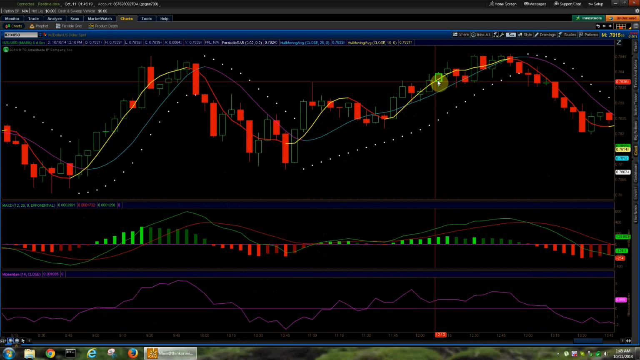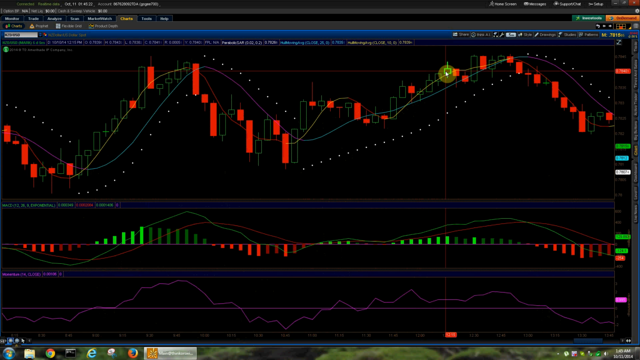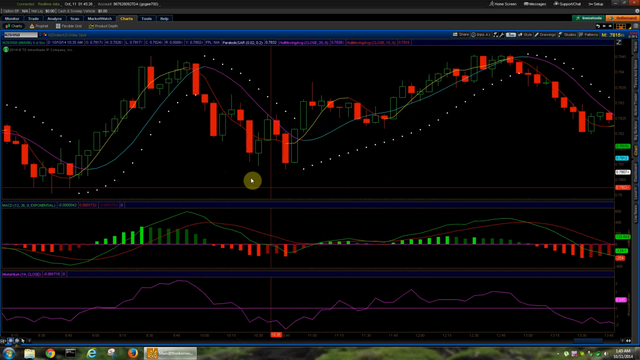And if you would have taken a 10-minute trade here, you would have won. A 15-minute trade here, you would have won also. So that's about it for this discussion of the strategy. The thing that you're trying to do is get in on the major uptrends and downtrends.